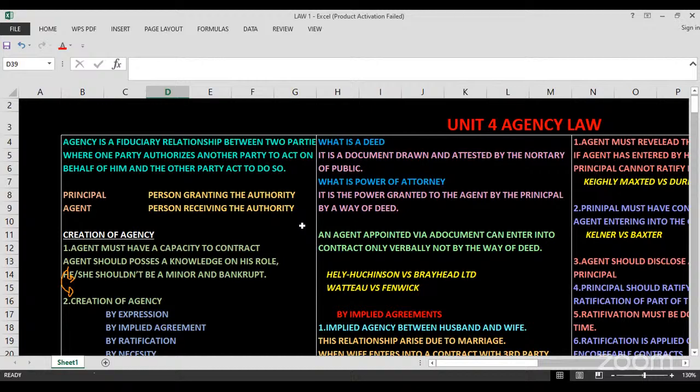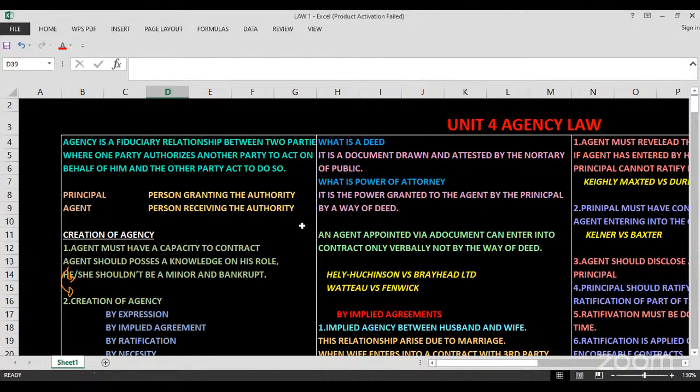So if a principal is giving power to an agent through a deed, that power received by him, what do we call it? Power of attorney. That's the main difference between the two.